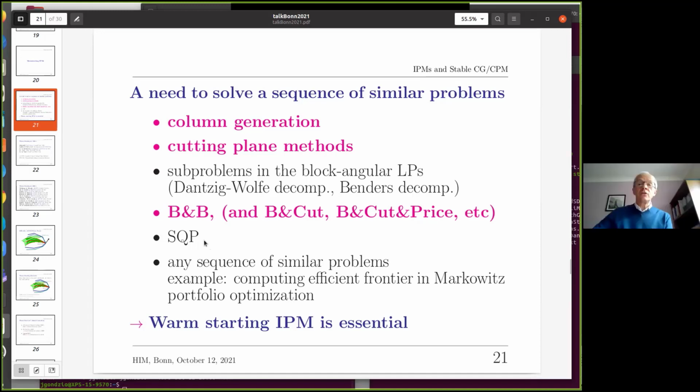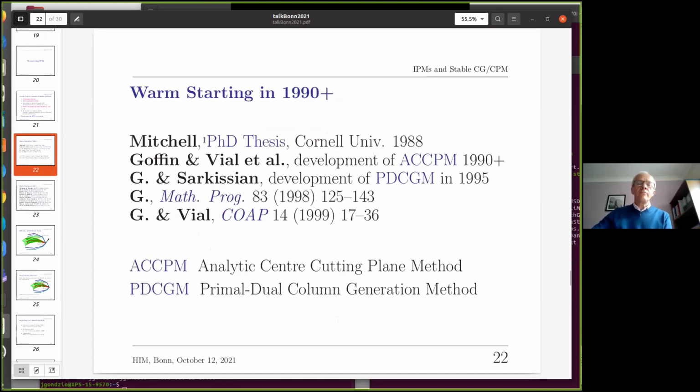Sequential quadratic programming is another application. Any sequence of similar problems, for example, when you want to compute an efficient frontier in multi-criteria optimization, think Markowitz portfolio optimization, then warm starting becomes an essential need. So there was a brave man, John Mitchell, who was the first to attack the problem already in '88 in his PhD thesis. But since then, there have been some developments, some improvements in this area, notably those two developments, analytic center cutting plane method and primal dual column generation method.